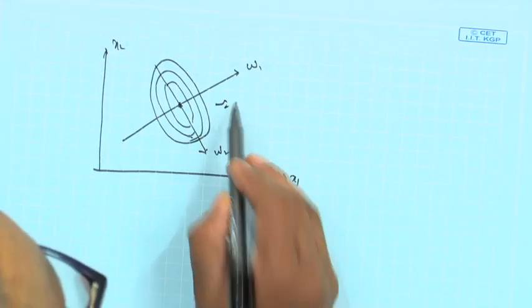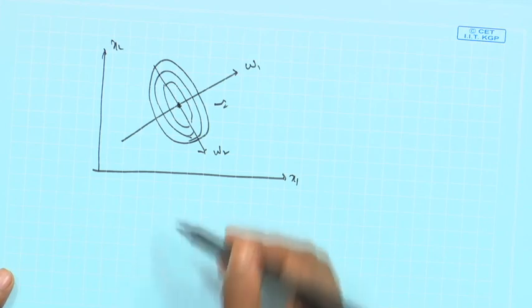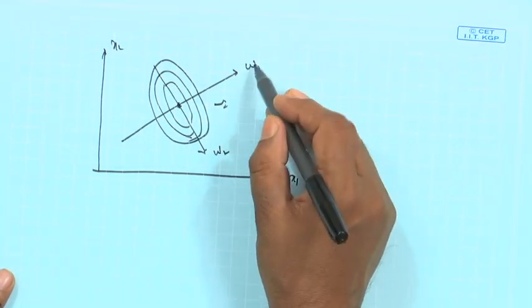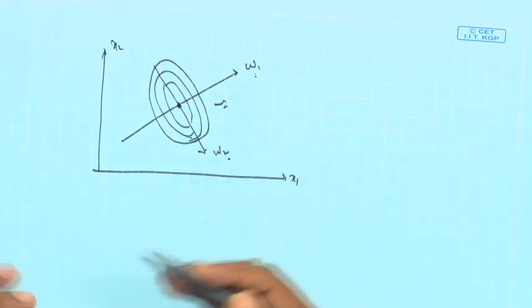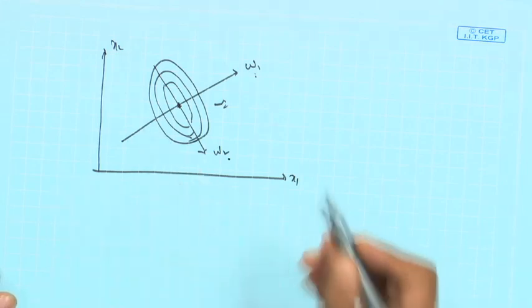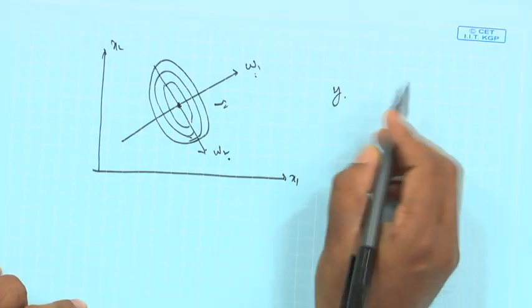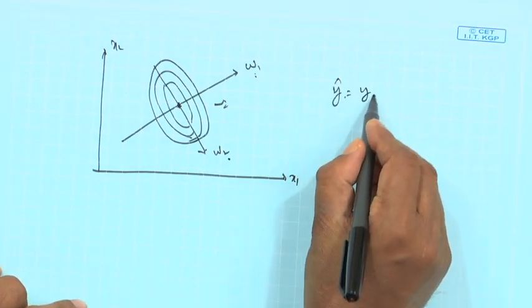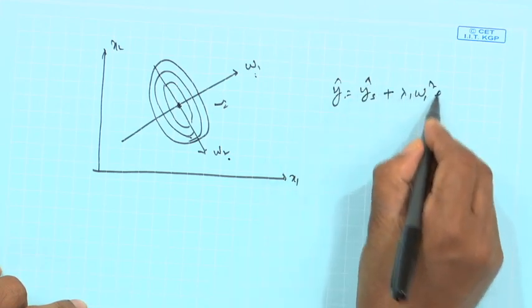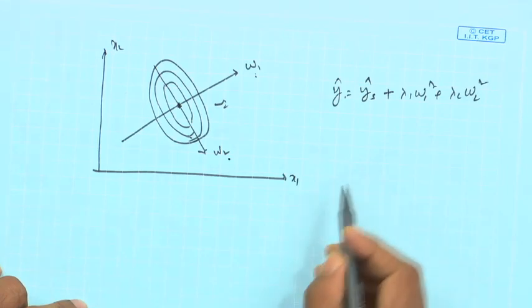That is possible because you know the directions W1 and W2, and you know in which direction the loss will be minimum if you move that way. That is also known to you because you know the function: y cap in terms of ys, the stationary point, plus lambda 1 w1 square plus lambda 2 w2 square.